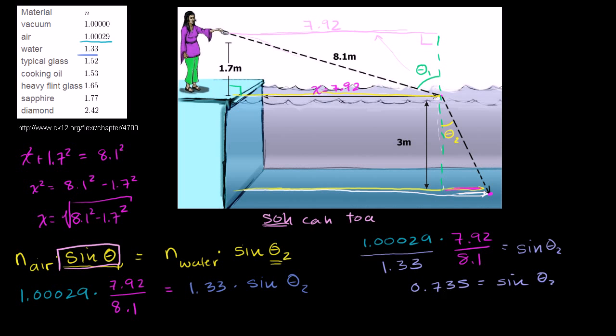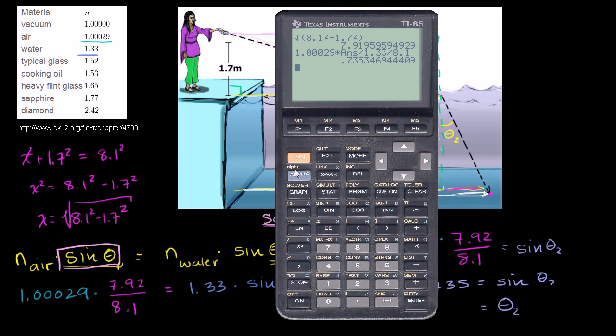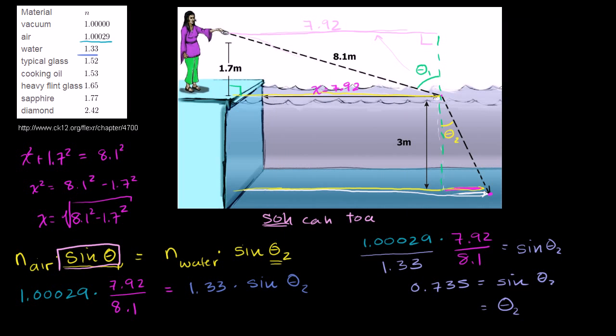Now we can take the inverse sine of both sides of this equation to solve for theta 2. So theta 2 is equal to the inverse sine of the value that we just had. And we have theta 2 being 47.3, let's say rounded, 47.34 degrees. So we were able to figure out what theta 2 is, 47.34 degrees.